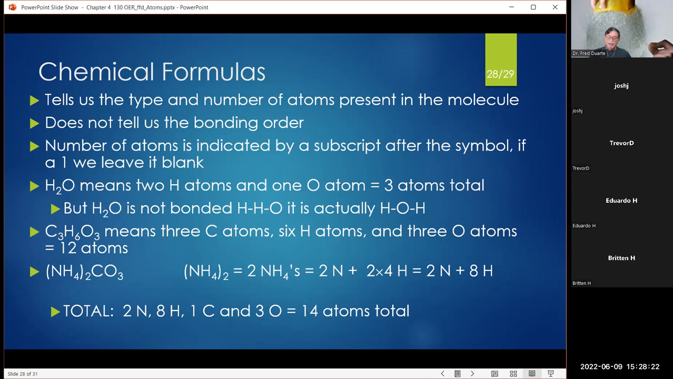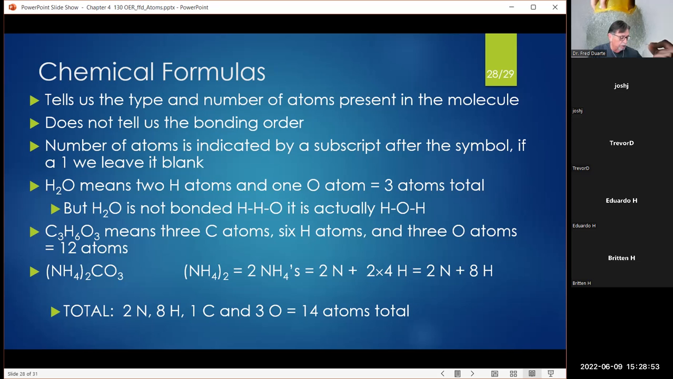And so that means that there are 2 nitrogens, and guess what? 8 hydrogens total within the parentheses. We got 1 carbon and 3 oxygens, okay? For a total of 14 atoms. 2 nitrogens, 8 hydrogens, 1 carbon, and 3 oxygens, okay? So that's the takeaway from this particular exercise here.